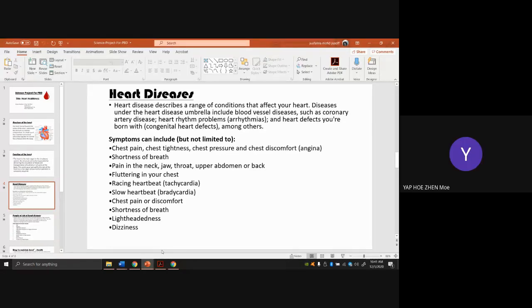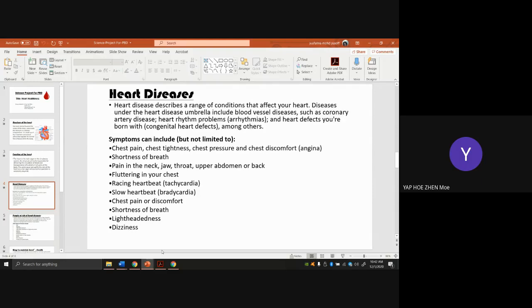Heart diseases. Heart disease describes a range of conditions that affect your heart. Diseases under the heart disease umbrella include blood vessel diseases such as coronary artery disease, heart rhythm problems (arrhythmias), and heart defects you are born with (congenital heart defects), among others.